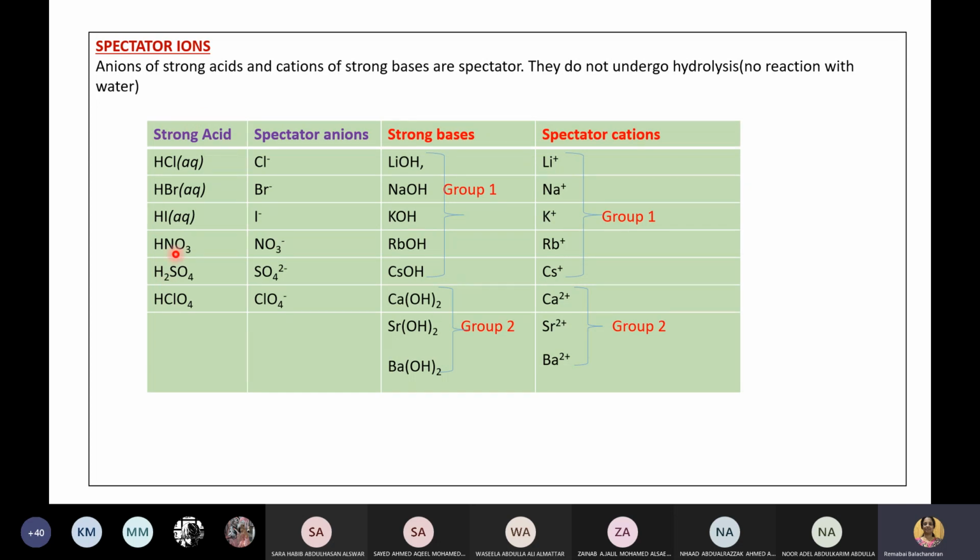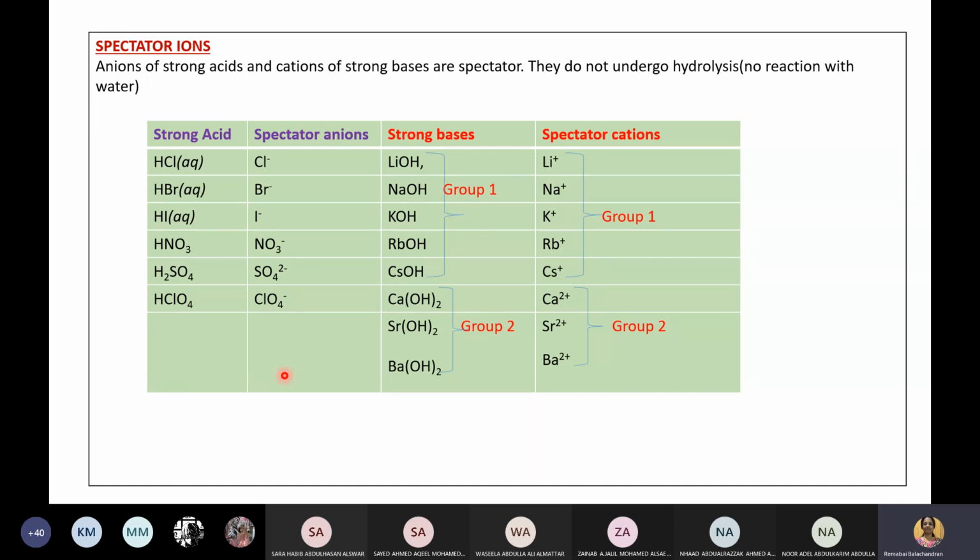Now listen. Next thing, this is very important: spectator anions. Spectator anions means if you put these anions in water, they do not react with water. I hope you understood. So this is the meaning of the term spectator anions. Spectator cations and spectator anions do not react with water. They will remain as such. There is no chemical reaction between spectator ions and water.